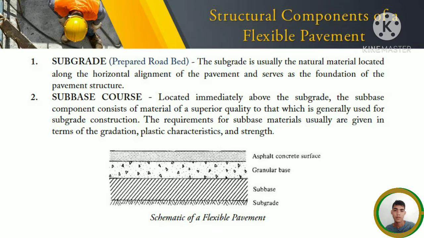So on that screen, you can see that the subgrade is the innermost part of a flexible pavement, right below the sub-base course, which is the second component located immediately above the subgrade. The sub-base component consists of materials of a superior quality to that which is generally used for subgrade construction. The requirements for sub-base materials usually are given in terms of gradation, plastic characteristic, and strength.